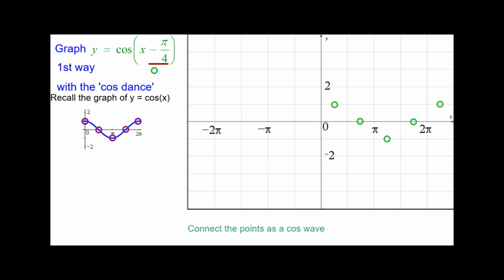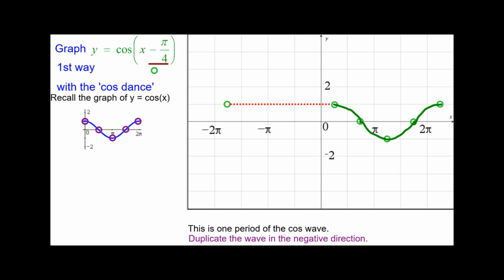Connect the points as a cosine wave, concave down, concave up, concave down. This is one period of the cosine wave. Let's duplicate it in the negative direction by going back a full period from each point of interest. So going back 2 pi will be at that max. Point of inflection backs up 2 pi, the minimum backs up 2 pi, and the second point of inflection backs up 2 pi. Connect again as a cosine wave, concave down, smile, concave up, frown, concave down.